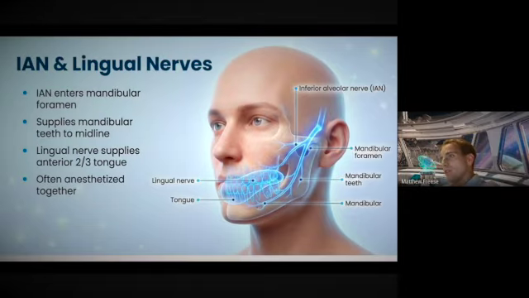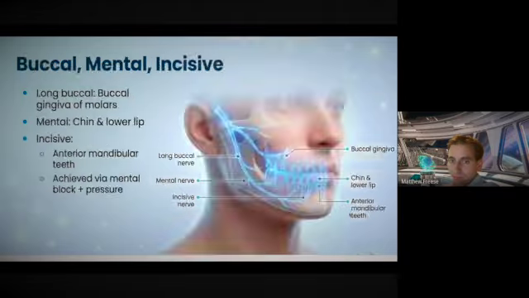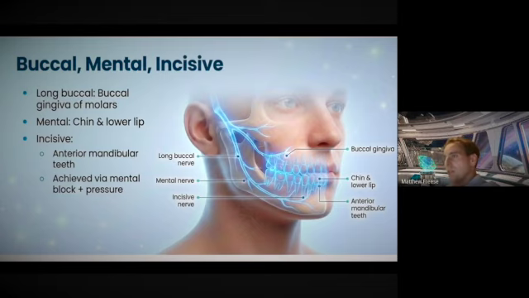The inferior alveolar nerve enters the mandibular foramen and supplies teeth to the midline. The lingual nerve lies anterior and medial and is often anesthetized simultaneously. The long buccal nerve supplies buccal gingiva of molars, often missed. The mental nerve supplies the chin and lower lip. The incisive nerve supplies anterior mandibular teeth and can be anesthetized by applying pressure after a mental block.